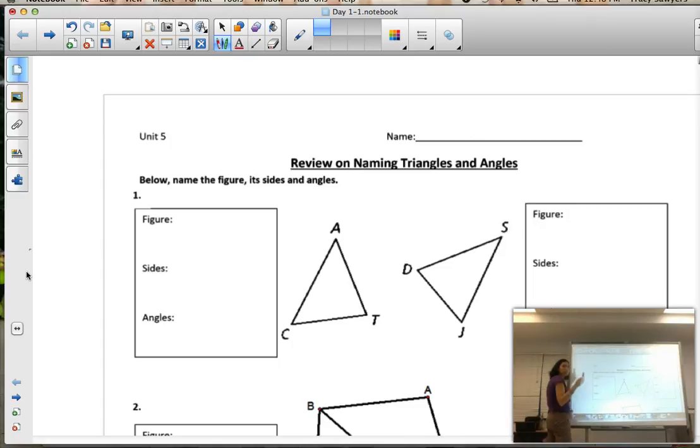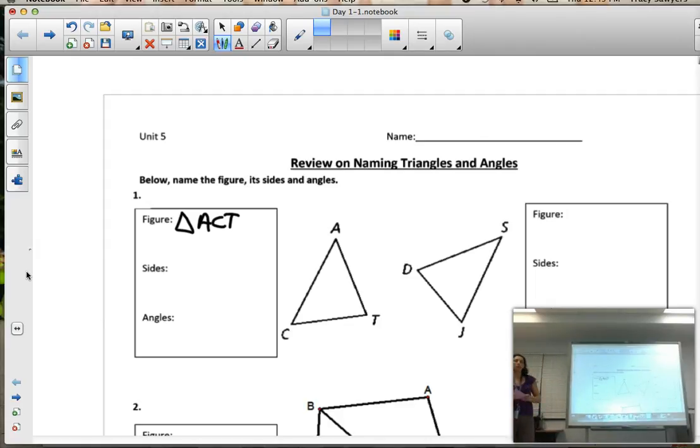Triangle ACT. And some of you missed points on the test because you didn't put the triangle symbol. If you don't put that, I have no idea what you're talking about. Triangle ACT. What else could I name this triangle? TAC. Or CAT, that's my favorite. So you can name it any way, neither of those are wrong. What's important is you make sure that you put that symbol there in front.